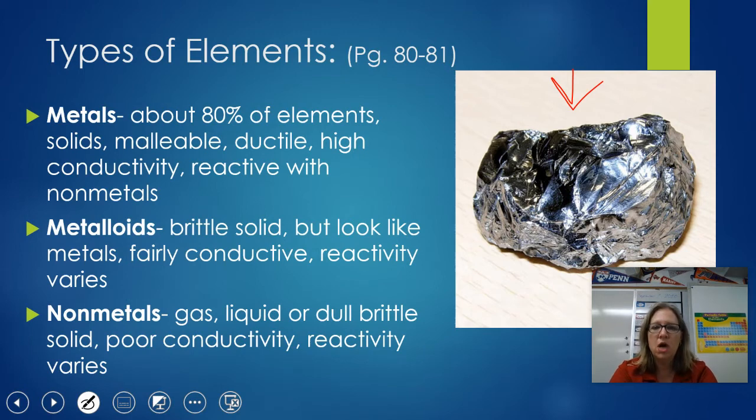And then the rest are nonmetals, and that's our gases and our liquids. They're very poor conductors. Their reactivity also varies. Now, there is one exception to this for the metals. Mercury is actually a liquid, and it still is considered a metal. So not all of the liquids are automatically nonmetals, okay?